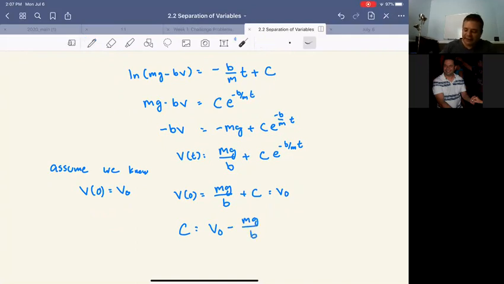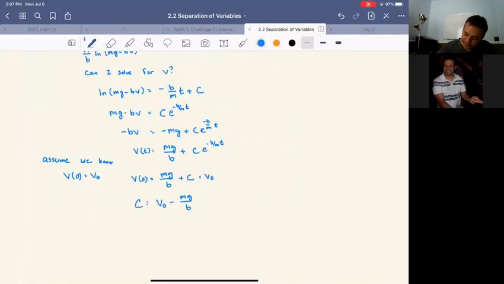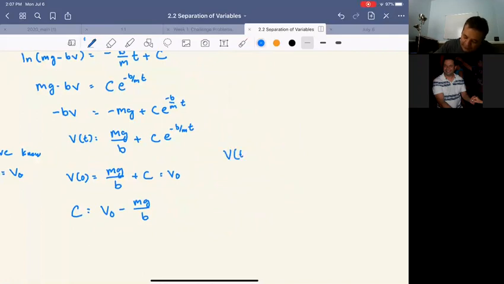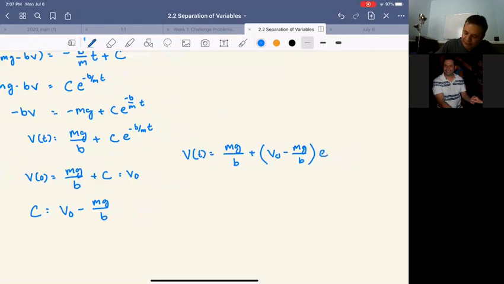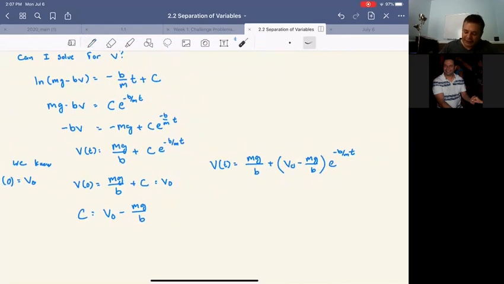And now this is the c that's here, not one of the previous ones, but this c. And now we can write our total solution: v of t equals mg over b plus v0 minus mg over b, times e to the negative b over m t. So keep in mind that, of course, the c has been changing all along. All right, we'll come back and do a couple more.